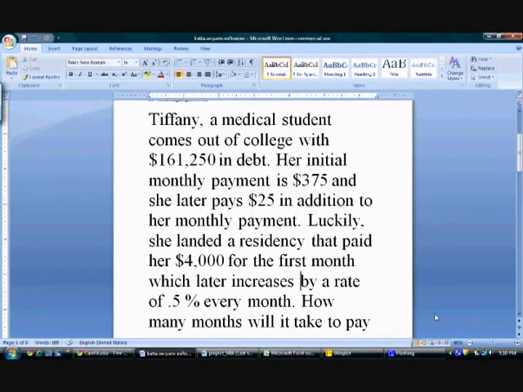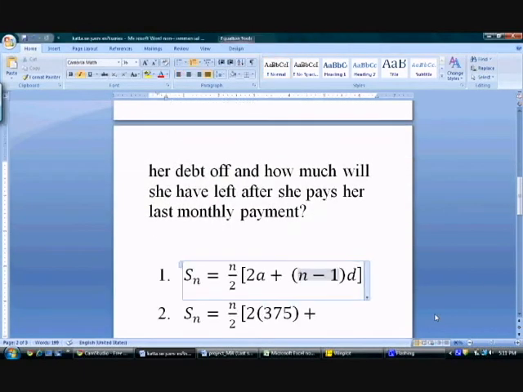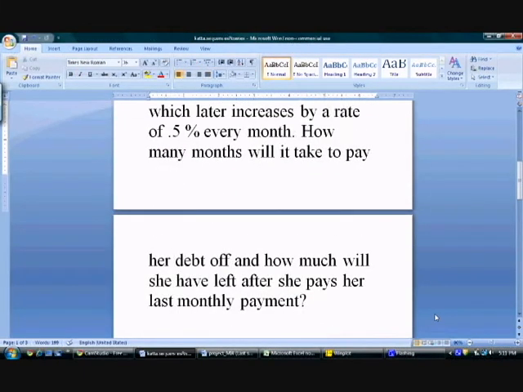Luckily, she landed a residency that paid her $4,000 for the first month, which later increases by a rate of 0.5 every month. How many months will it take to pay her debt off, and how much will she have to pay after she pays her last monthly payment? So the first thing that we need to do is look at the first part of the question. How many months will it take to pay her debt off?